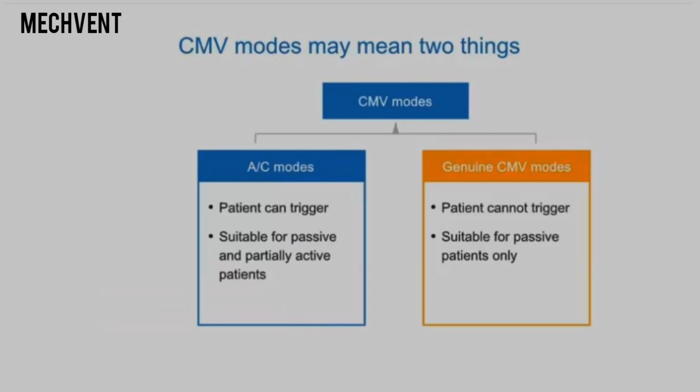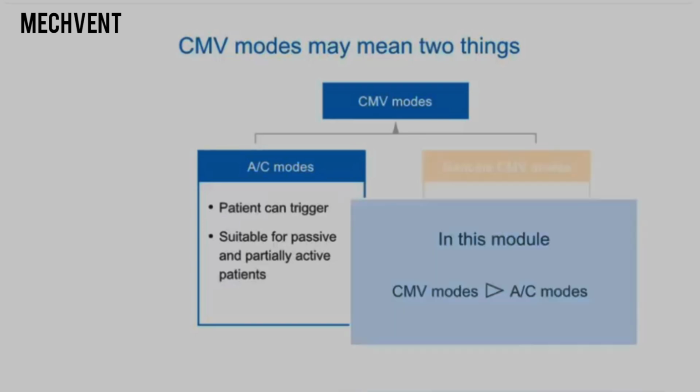CMV modes have 2 subgroups: assist control modes, AC modes, and genuine CMV modes. The 2 groups are identical except for the patient trigger. Patient trigger is possible in AC modes, but not in genuine CMV modes. In this learning module, the term CMV modes refers to AC modes because AC modes can fully replace genuine CMV modes in clinical practice. AC modes become genuine CMV modes if patient trigger is turned off.